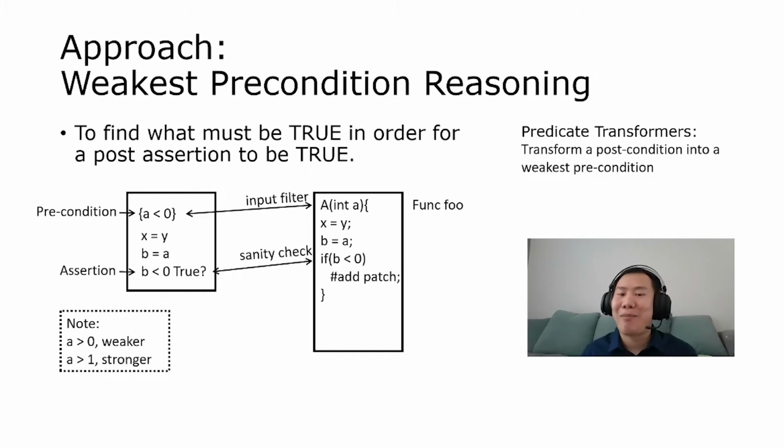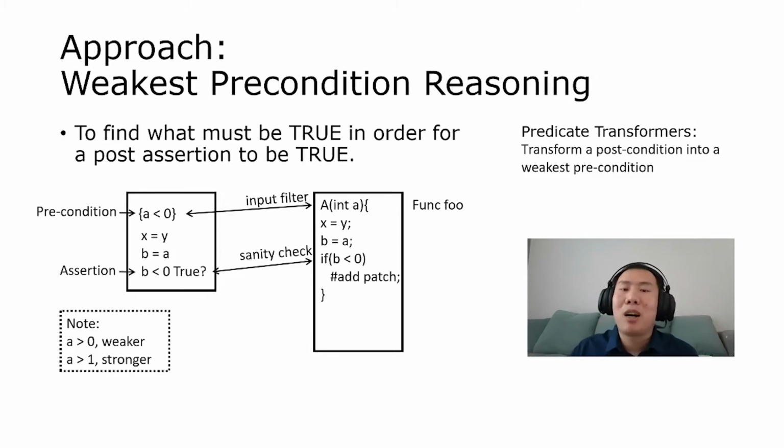Similarly, on the right-hand side block, there is a function foo with a sanity check patch at the end. If we try to calculate the precondition of the sanity check, we can get the condition at the beginning of the function. You may notice that the condition itself is the same as the filter. In this way, the filter generation problem can be changed into a weakest precondition reasoning problem, which can be solved using mathematical transformations. There's a formal way to do the weakest precondition reasoning. If you are interested in it, you can search for predicate transformers for more details.